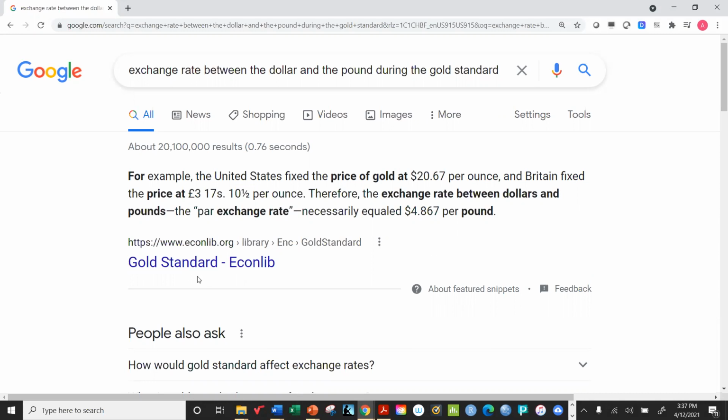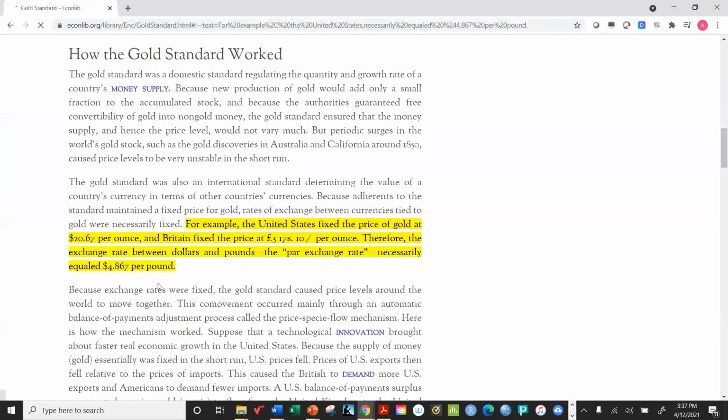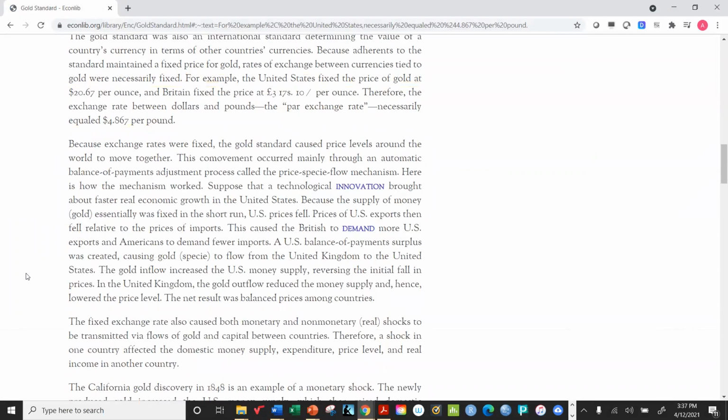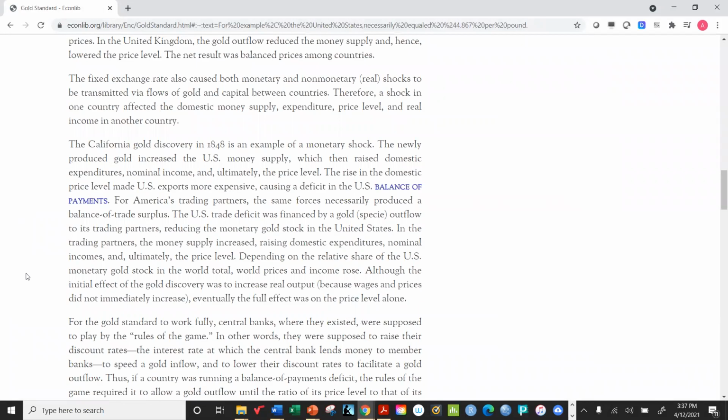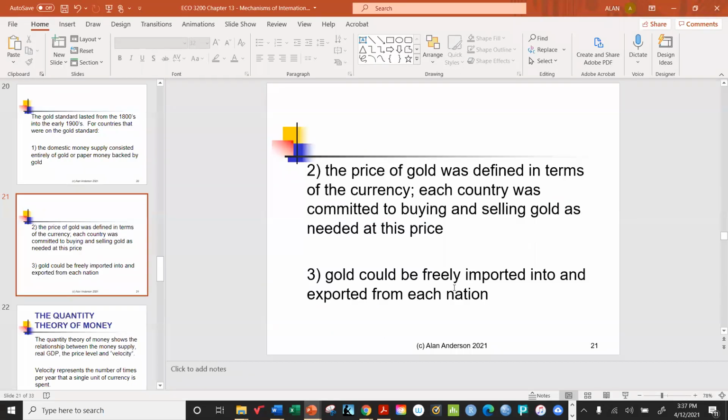All right, the idea being that the price in terms of gold should be the same. See, like I said, that's a lot higher than it is now, that's for sure. So then, of course, gold could also be freely imported into and exported from each nation in response to changes in the current account deficit.